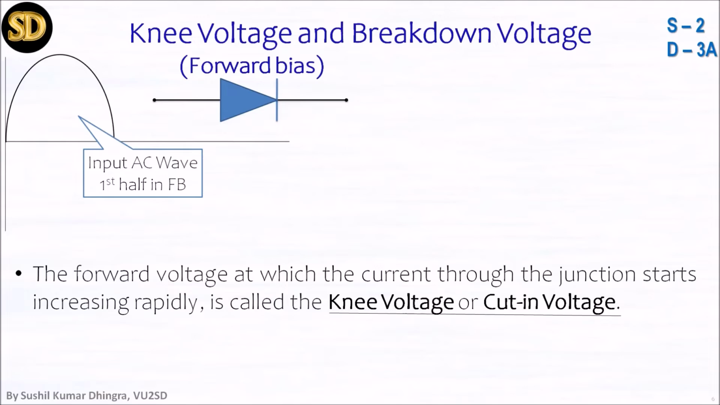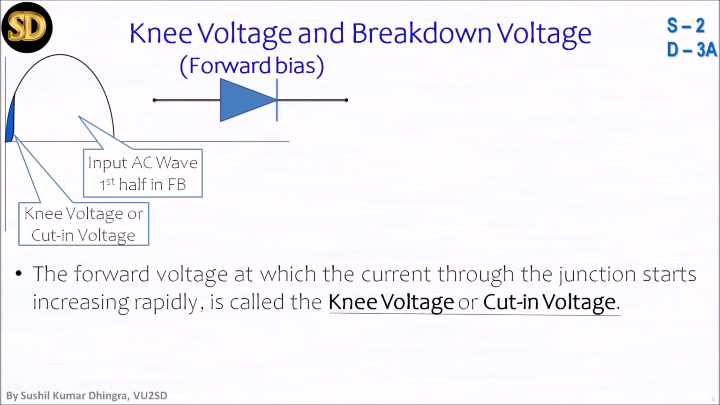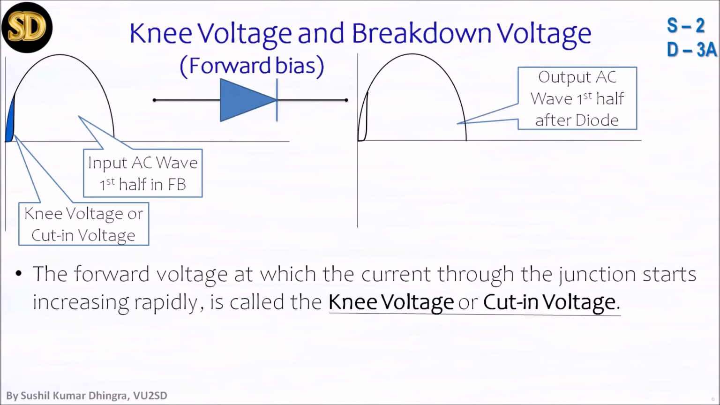So if you see the waveform, when the positive half wave comes to the diode, the knee voltage or cut-in voltage will not allow current to pass, as I showed you on the screen. The area shown in blue color is the loss in the AC, and after this knee voltage the diode will work fully. As a result, if you see on the right side, the output of the first half of the AC wave after the diode becomes blue colored; this is passed, the other will not pass through.